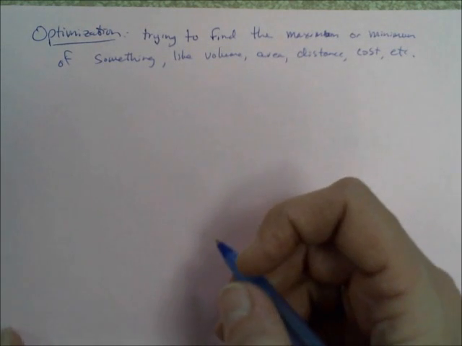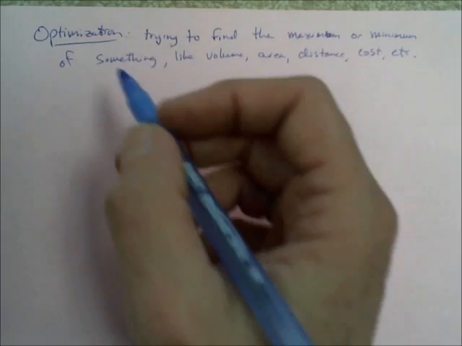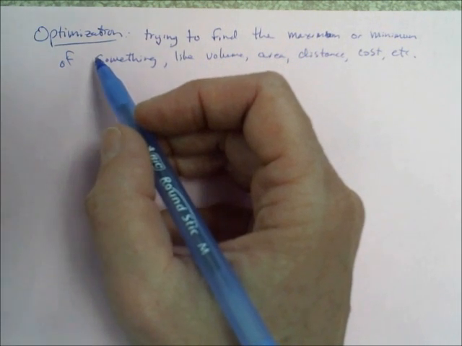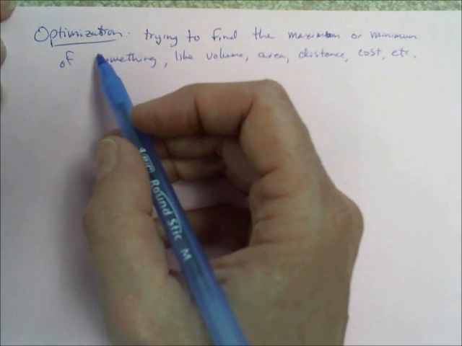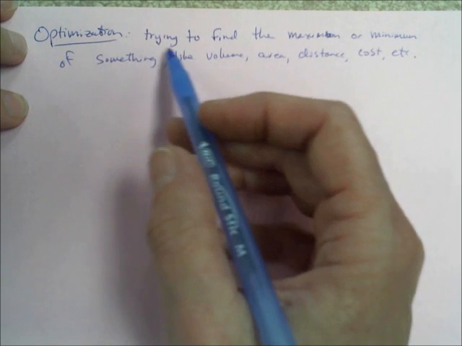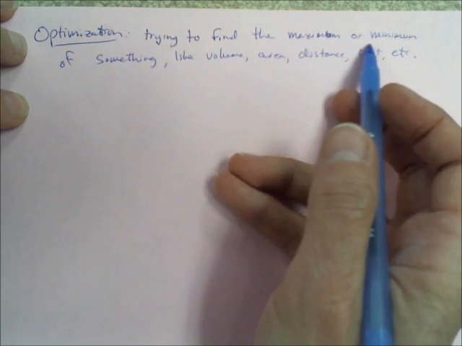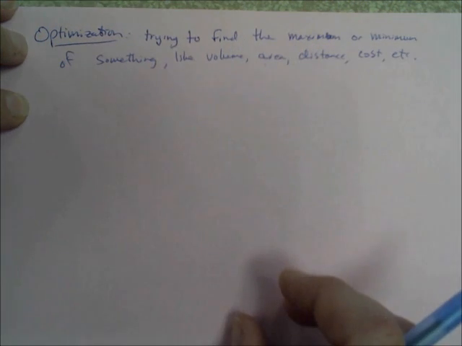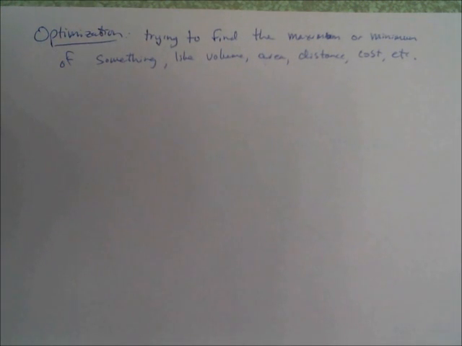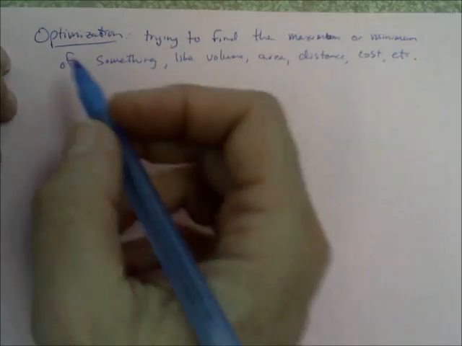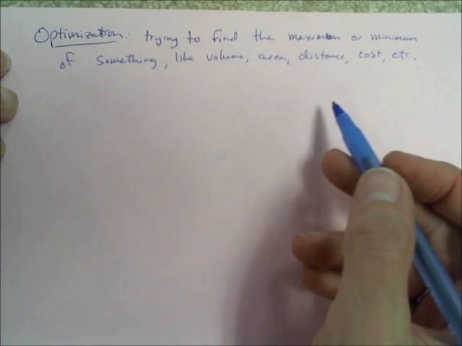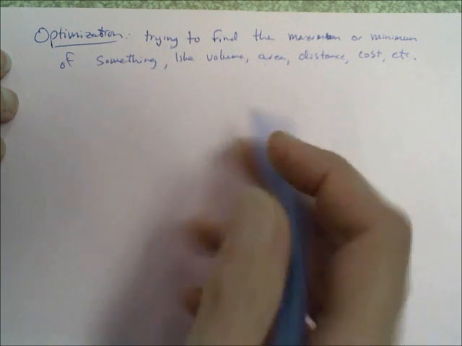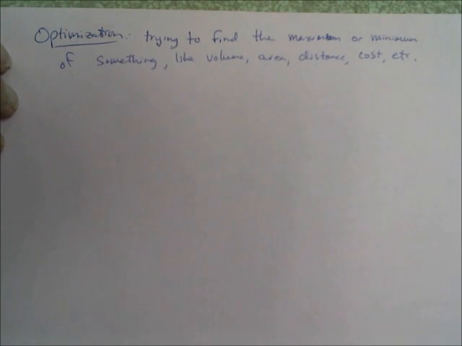Yesterday in class, we were working on a problem that is classified as an optimization problem in calculus. Optimization problems try to find the maximum or minimum of something like volume, area, distance, cost, etc. What we were trying to do yesterday was maximize the volume of a box by cutting squares out of the corners of the piece of paper that we had.